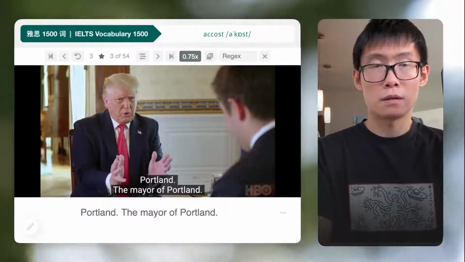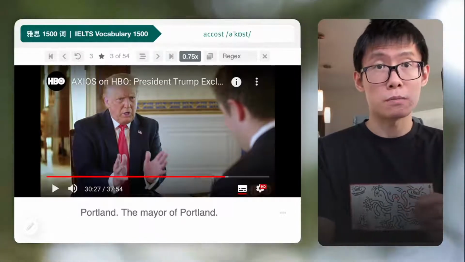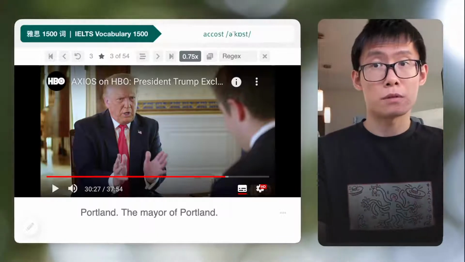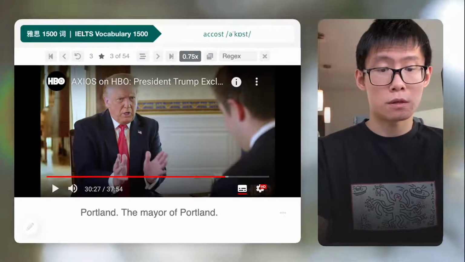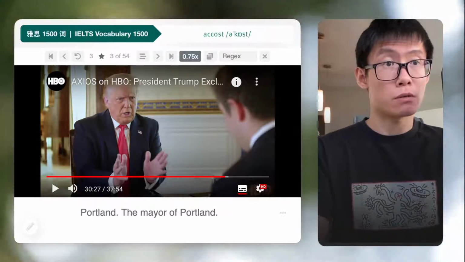The mayor of Portland. So the mayor of Portland was being accosted by the angry mobs, right? So that's accost, right? To approach angrily, aggressively.